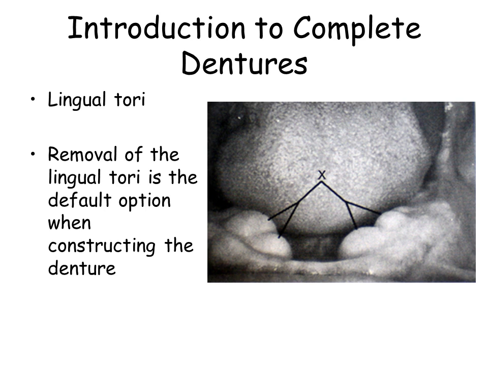Lingual tori are usually found bilaterally in the premolar area. The tissue is extremely thin and prevents a seal from developing. The default option should be to remove the tori, especially in the case of a complete mandibular denture.